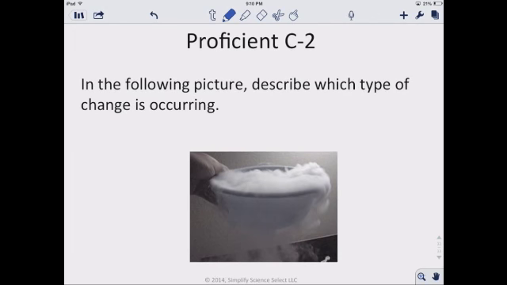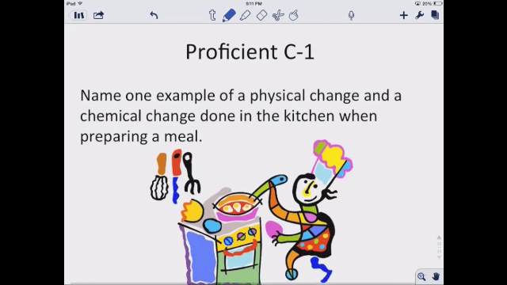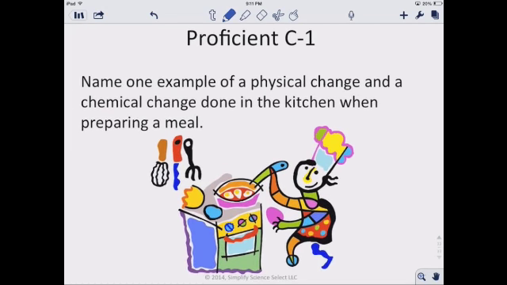Next one, in the following picture, describe what type of change is occurring. So when we're looking at this, it's just a bowl of dry ice, which we would call sublimation. So it's going from a solid into a gas. Well, that's still just a physical change, not a chemical change, because it's going straight into a gaseous state.